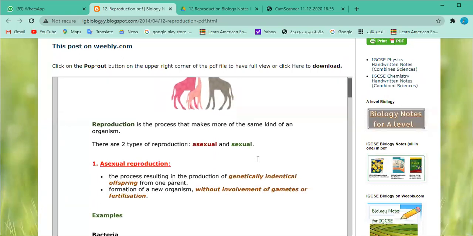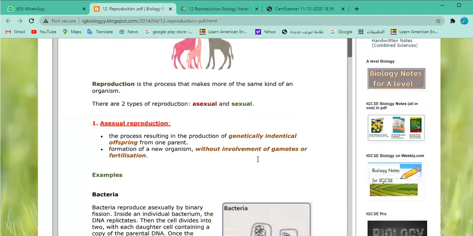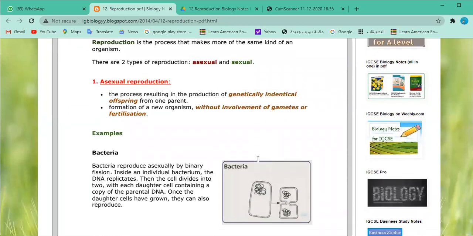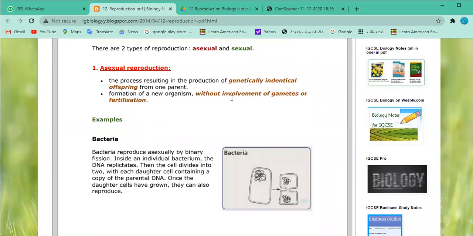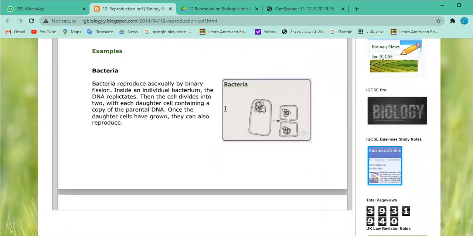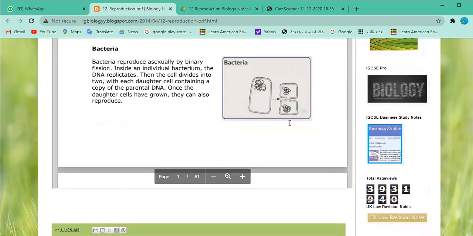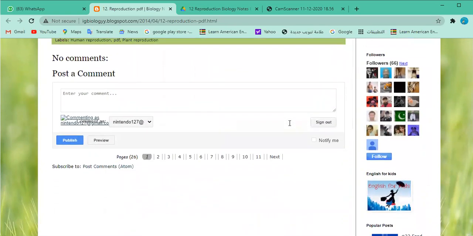Okay, so they are giving a very good summary of reproduction, asexual and sexual, without the involvement of gametes in asexual reproduction. For example, bacteria is a very good example. It replicates its own DNA. When the cell is divided into two halves, this is called binary fission. So it will break off and a new cell will be generated, right? But what I was about to show you is something very, very important, but I don't know why it's not coming.